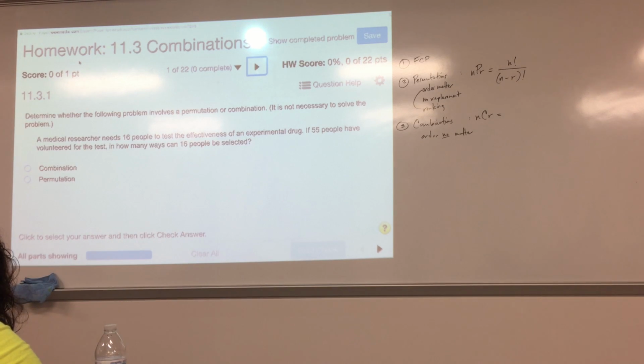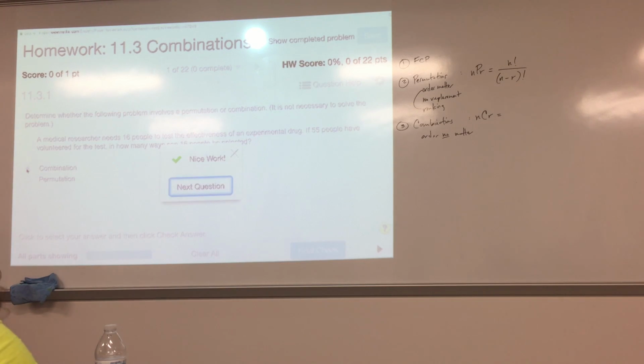Problem number one, determine whether the following problem involves a permutation or combination. We're right into it, aren't we? Let's take a look. We don't have to solve it. A medical researcher needs 16 people to test the effectiveness of an experimental drug. If 55 people have volunteered for the test, in how many ways can the 16 people be selected? What do you guys think? Combination. Let's take a look.